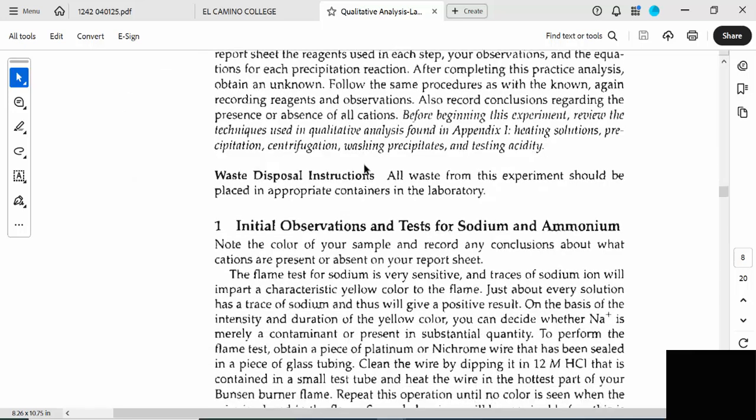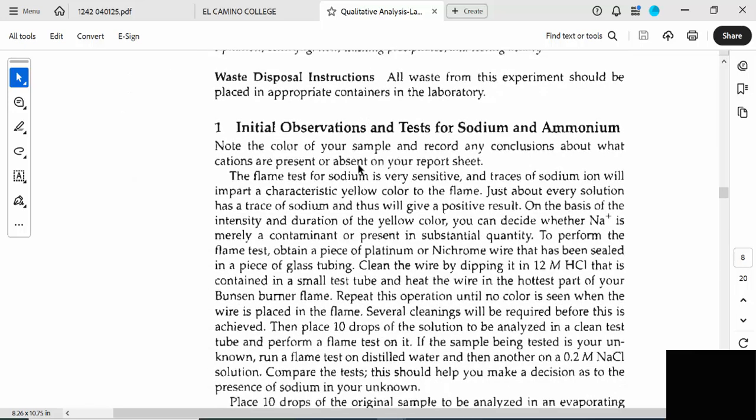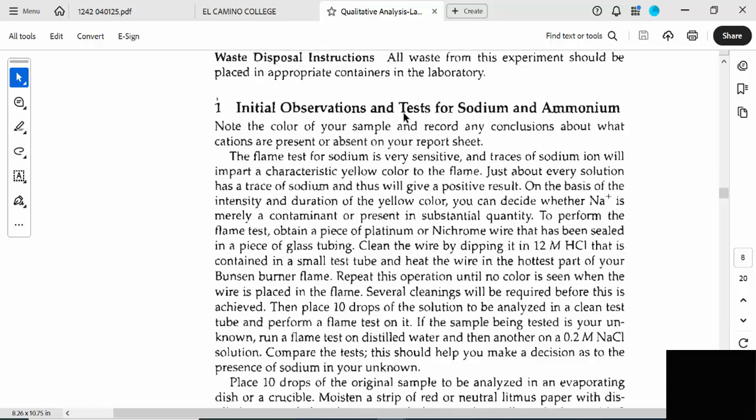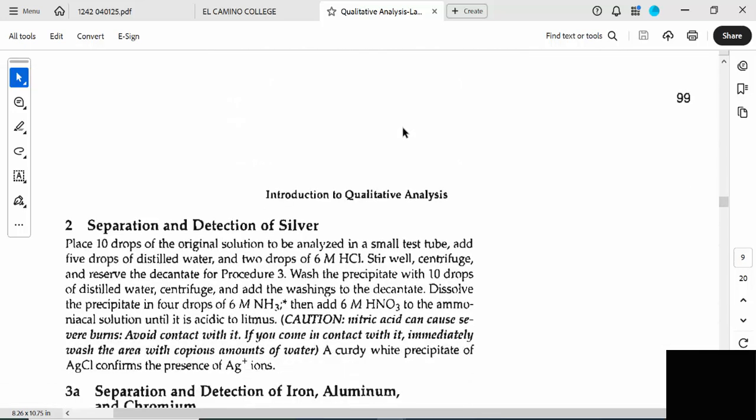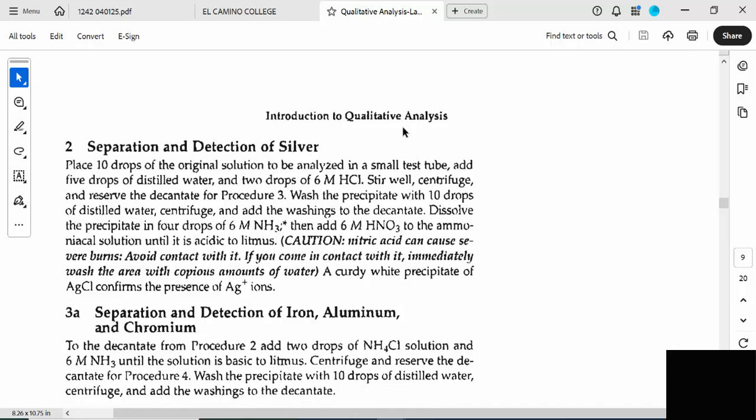This is all theory. Okay, now we're at the procedure. So the initial observations and tests for sodium and ammonium, number 1, is very fast. It doesn't take much time. So don't start with number 1. I would finish with number 1 because those are individual tests. Those aren't part of a long flow chart. However, separation and detection of silver is the start of the long flow chart.